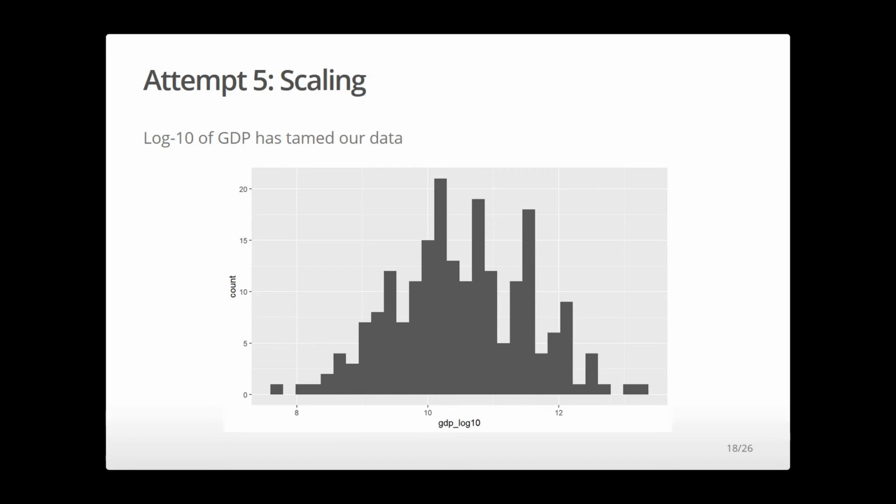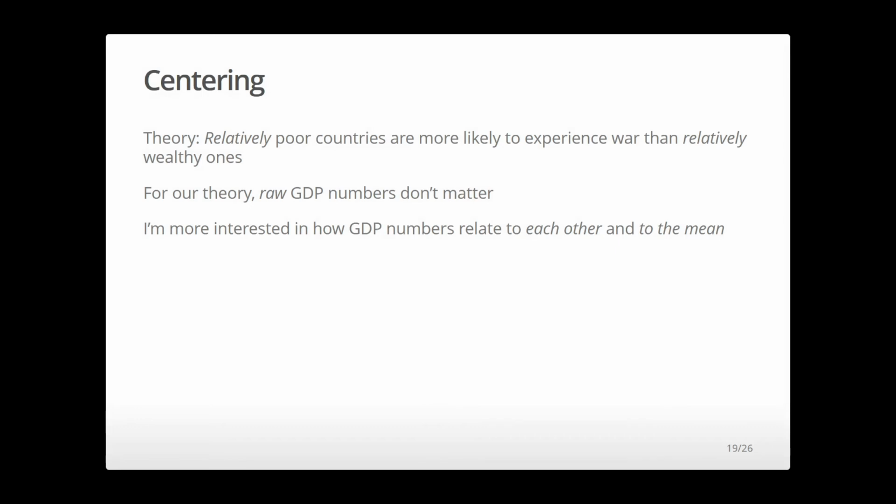In the process of this squishing, we haven't destroyed any information. If we wanted to get back to our original values, we would just need to raise 10 to our output values. And now that we have relatively well-behaved datasets, we can think about scale some more. Maybe my theory suggests that relatively poor countries are more likely to experience war than relatively wealthy ones.